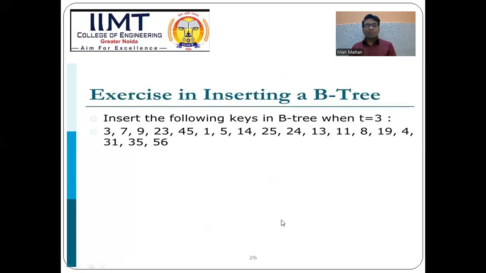Now we take a simple exercise for the students to practice inserting into a B tree. Insert the following keys in a B tree when T is equal to 3. This is practice for the students, inserting these elements: 3, 7, 9, 23, 45. This is the process of inserting the elements.